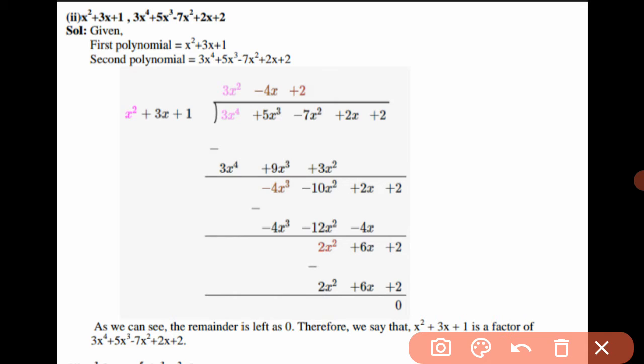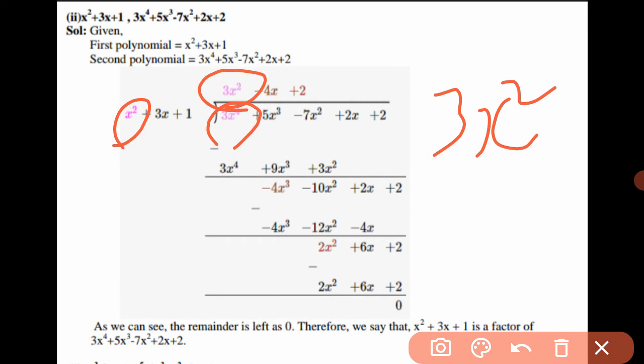So in the first case this 3x power 4 will be divided by x square, so it will be 3x square. So we will write 3x square here. Now 3x square into x square will be 3x power 4. By putting a minus sign it will be cancelled. Now 3x square into 3x will be 9x cube. So we will write 9x cube here.